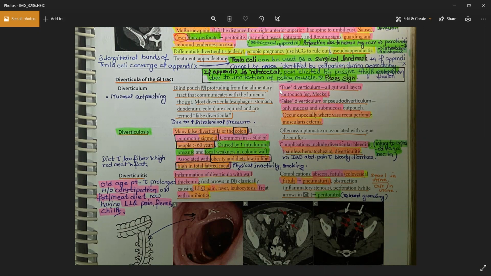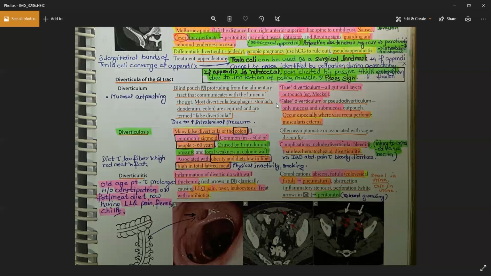A true diverticulum will contain all the gut layers, right? Which includes, tell me the layers of the gut. Mucosa, submucosa, muscle layer, and serosa or adventitia. Exactly. So whenever the diverticulum contains all the layers, you will call it a true diverticulum. But whenever it contains only partial layers, for example the mucosa and submucosa only, you will call it a false diverticulum. And most of the diverticula in your body are the false ones.